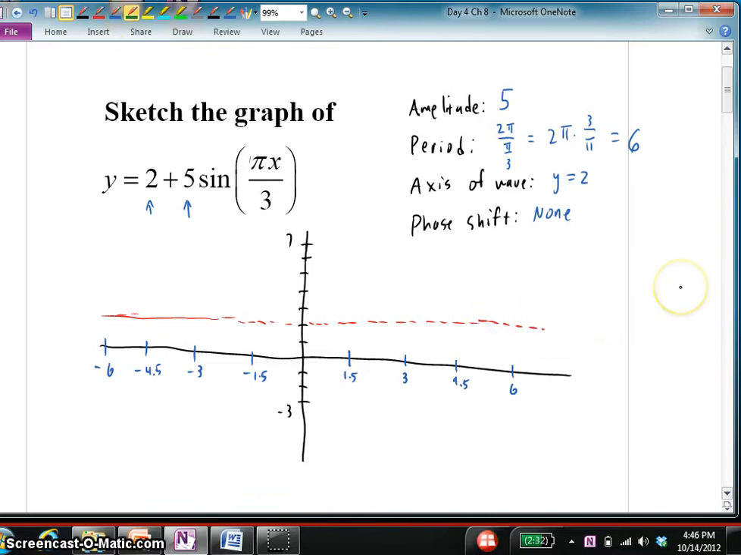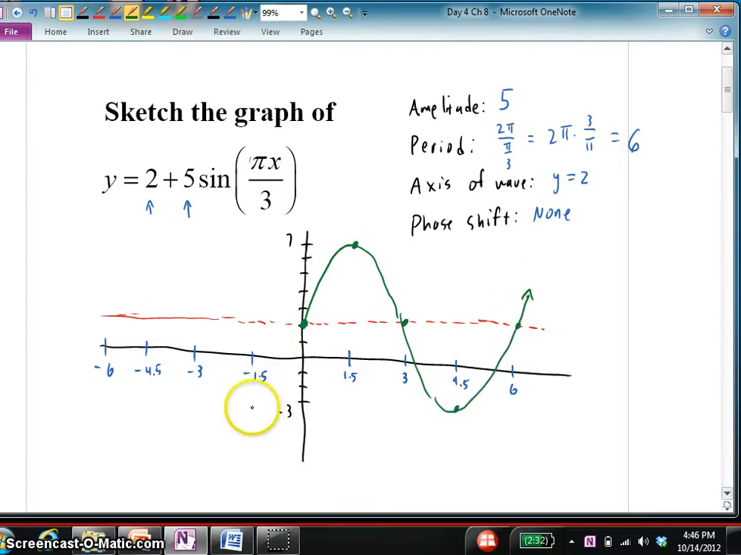Alright, so sine. Sine starts in the middle. Well, the middle is right here. 1/4 of the period later, it's at the top. Then it's back at the middle. Then it's at the bottom. Then it's at the middle again. So here's 1 period of this graph. See how easy that is?